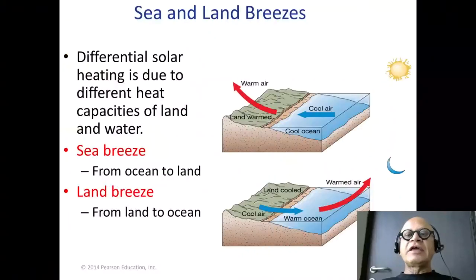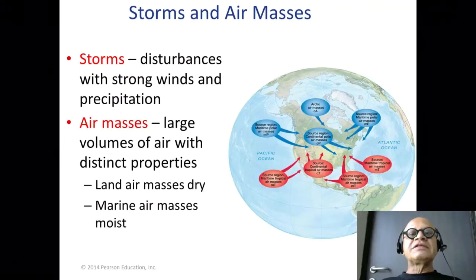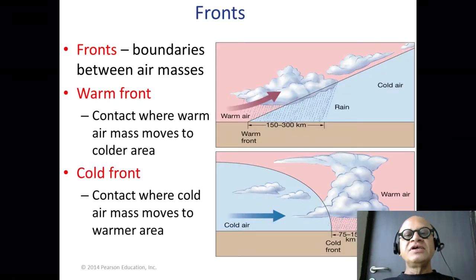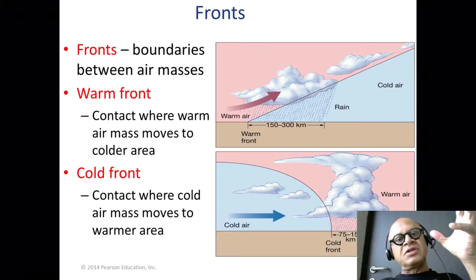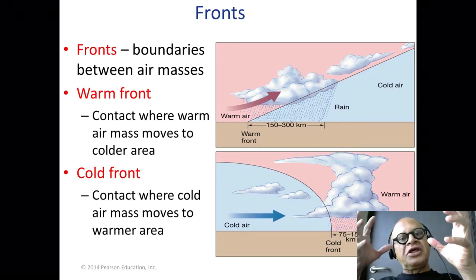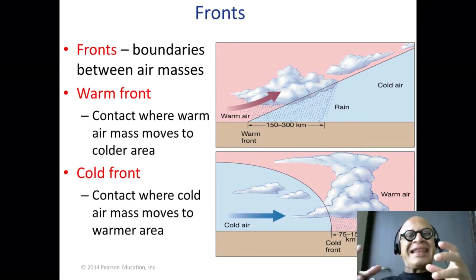So cyclonic and anticyclonic flow, sea breeze and land breeze, various air masses on large terrestrial regions, and you have fronts. So when you have multiple air masses, obviously it can happen that one air mass is just coming at another air mass that's already in place. So you end up basically with two types of fronts.